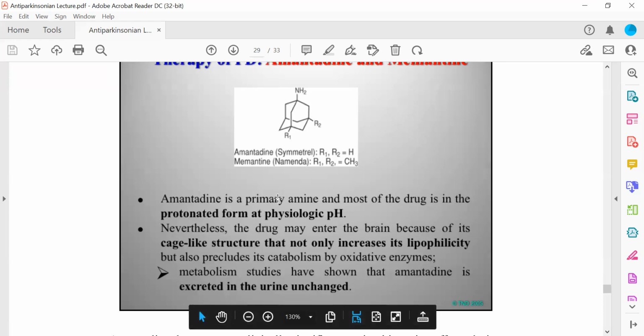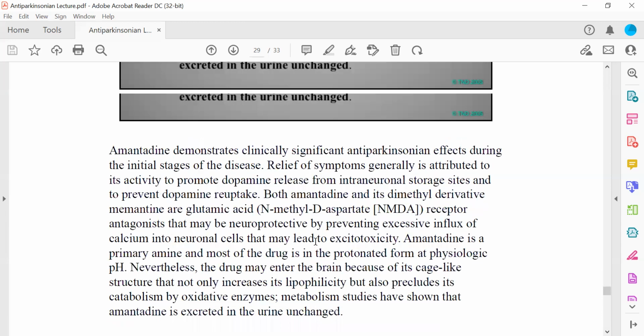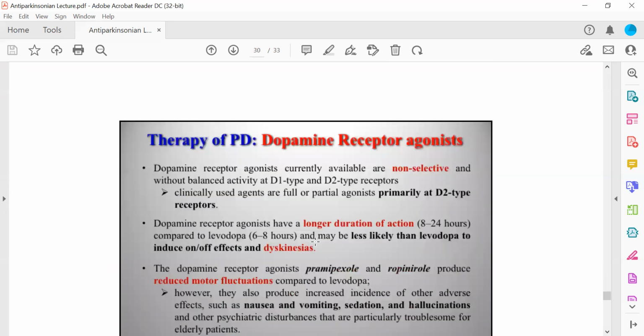Another important thing is that this drug is quite stable, and metabolism studies have shown that it is excreted in the urine unchanged. I did try to narrate it here at the bottom as well for you, writing it down. Please make sure to go through my notes at the bottom of each slide.